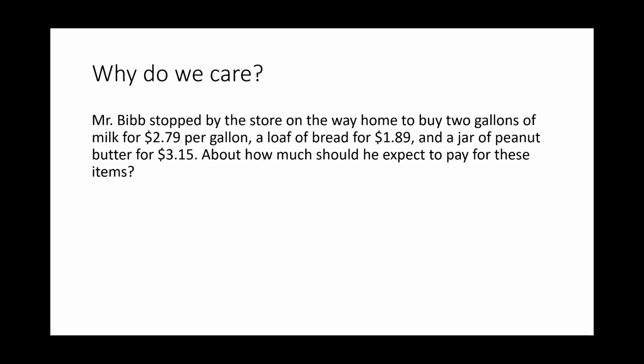So, 2 gallons of milk for about $3 each, right? I can round $2.79 up to $3, and I have 2 of them. So I'm going to add it twice. That loaf of bread is about $2. And a jar of peanut butter, well, that's about $3 as well. I'm going to round that $3.15 down. This should give me a rough estimation of how much money I should take to the store. 3 plus 3 plus 3 is 9, plus 2 more is 11.